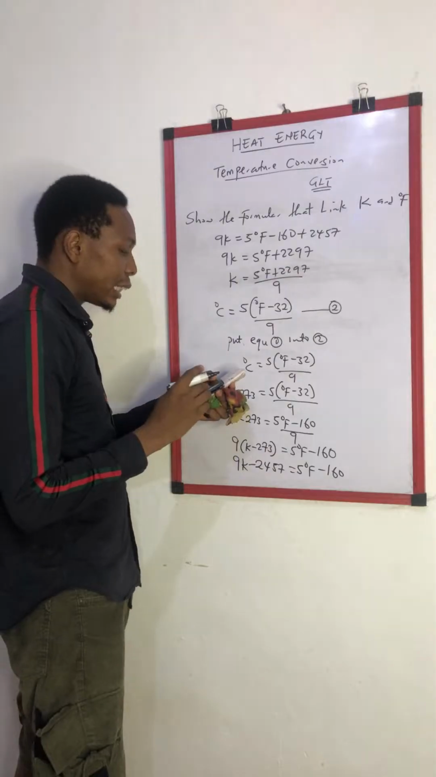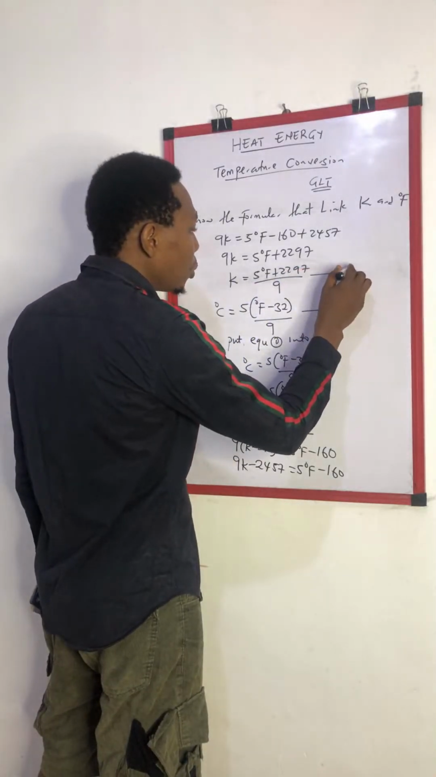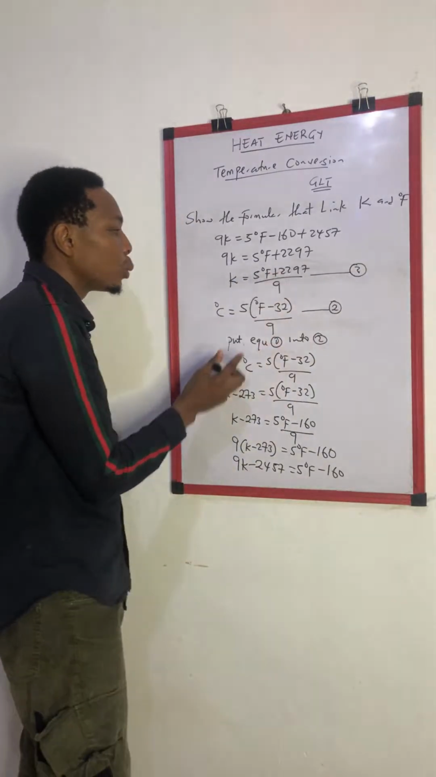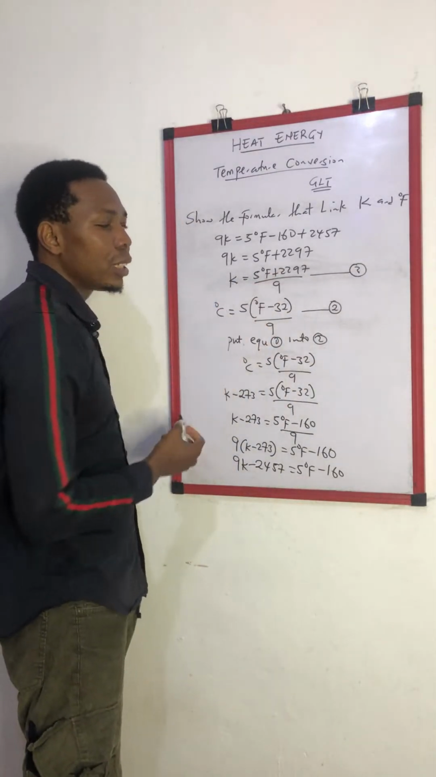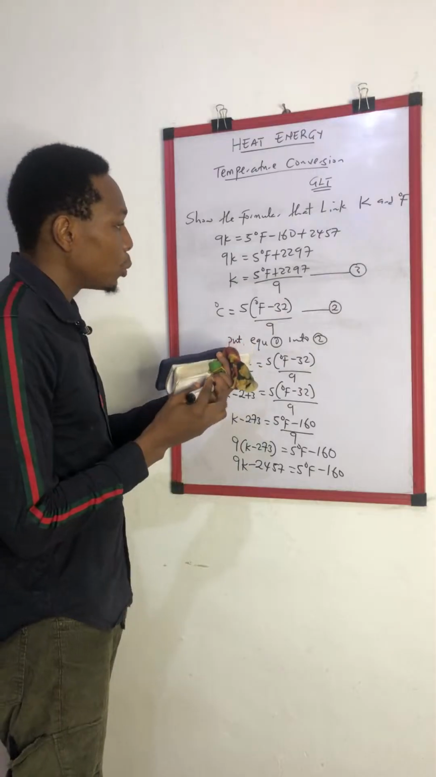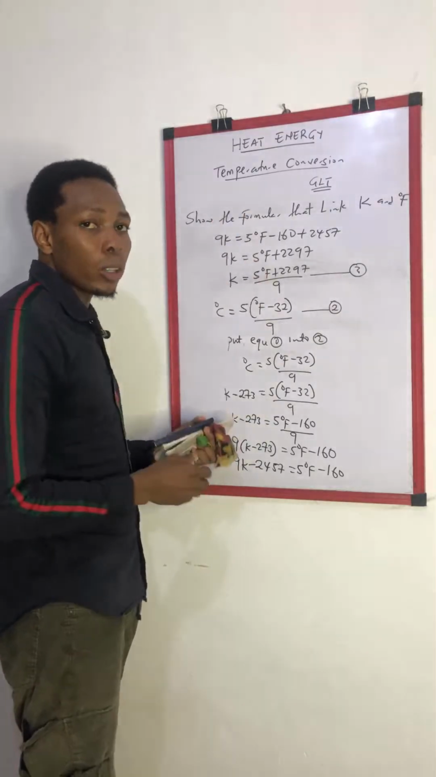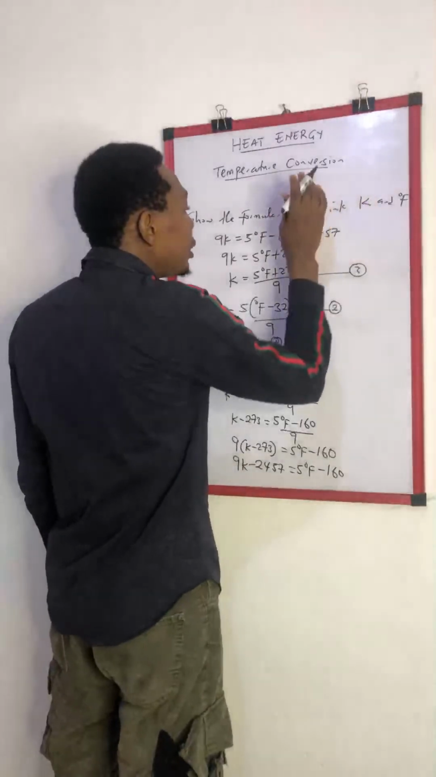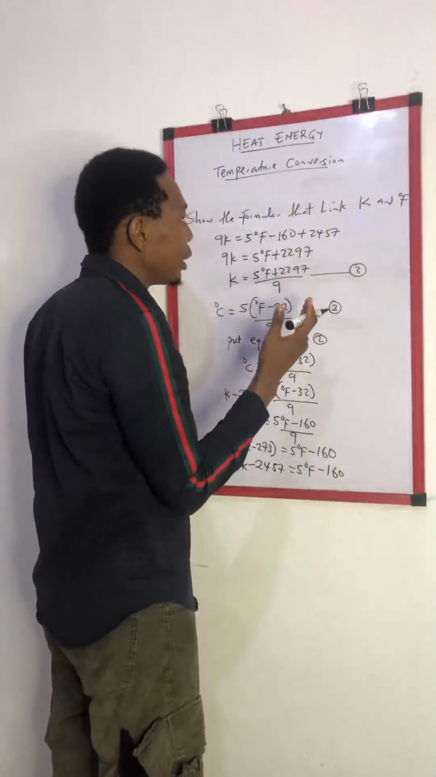So this one is the relationship. You can call it equation 3. So this is the relationship between Kelvin and degree Fahrenheit. So what I'm going to do now, I'm going to write out all the formulas here. Remember, this is for GLT, you'll be asked in your exam.